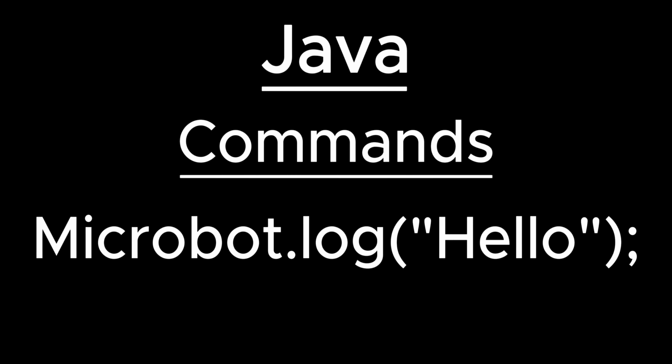So, here we go. This is our command that we did in the previous videos. This is the only piece of script writing that was explored there, and it's microbot.log, open bracket, quotation marks, hello, close quotation, close brackets, and then a semicolon. So, we will break this down. Microbot is a class. It's a plugin inside of RuneLite. And so it's a plugin class.